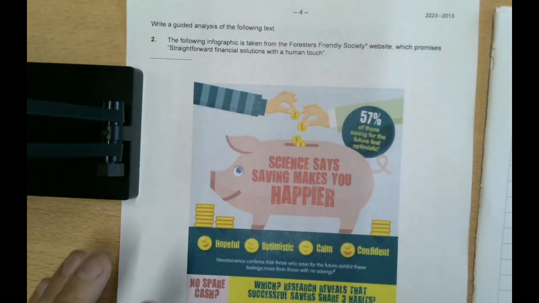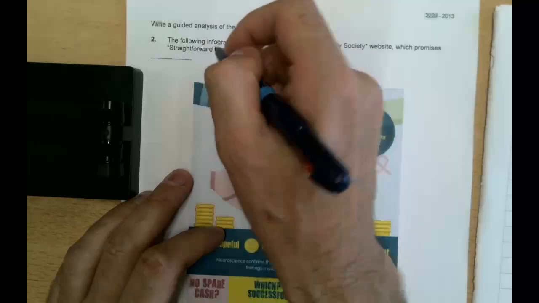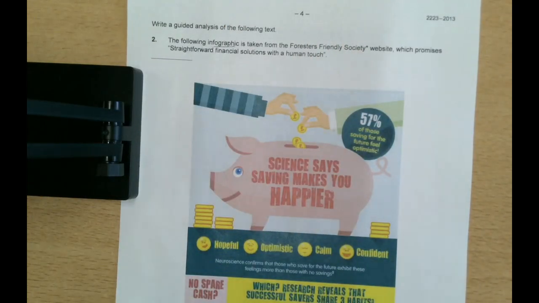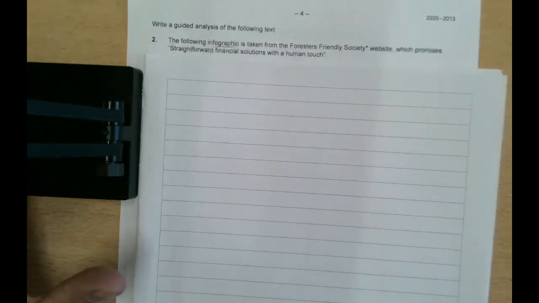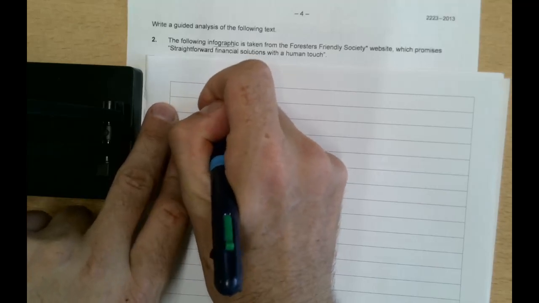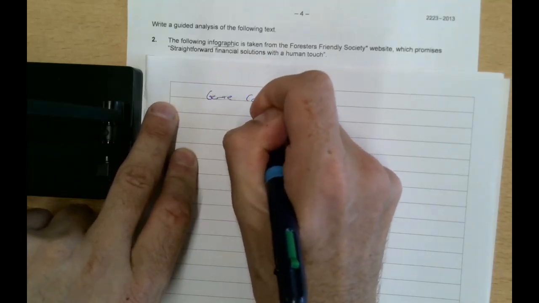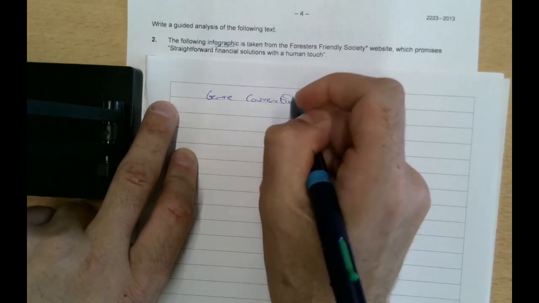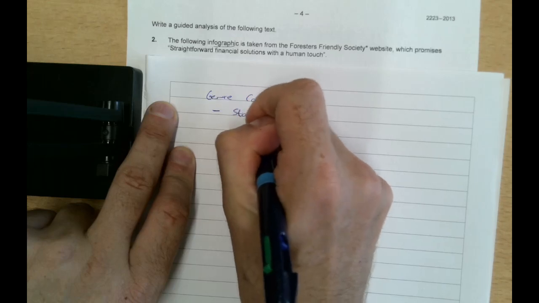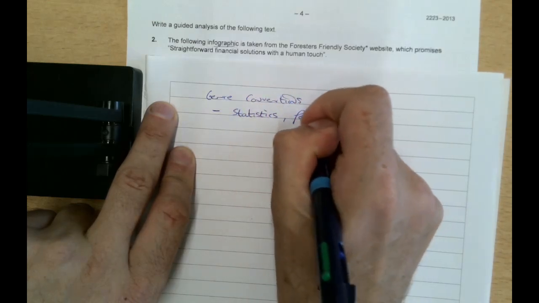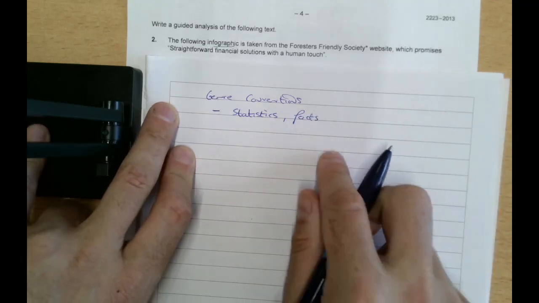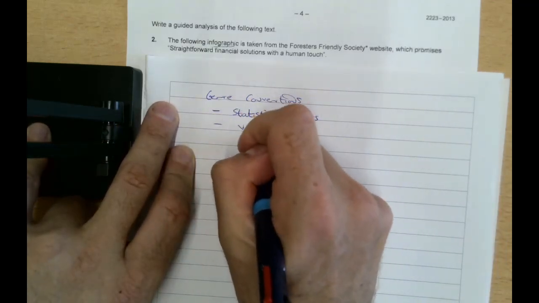Okay, so here's our text. Now it's an infographic, so immediately we're starting to think about the conventions of infographics. When we come across infographics, what are we thinking about? What are the conventions we expect from infographics? Yeah, might well have statistics and facts. Yeah, it's going to present information, isn't it? Exactly. And it's going to do so very visually.